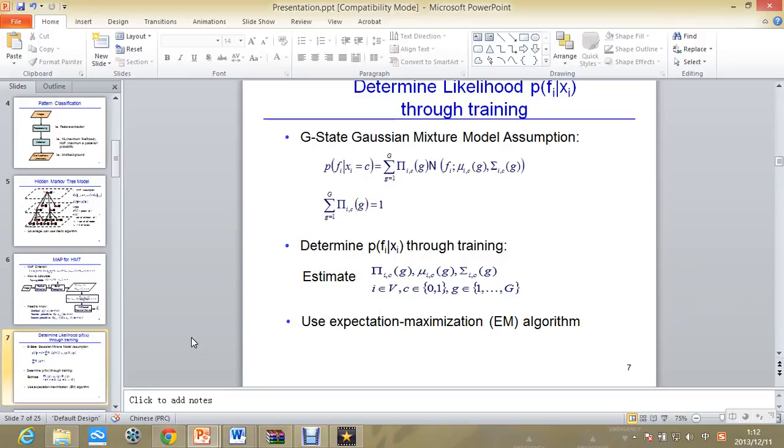To model the marginal distribution of pixels. A Gaussian mixture model is a weighted sum of G state, G component Gaussian densities, as given by this equation.